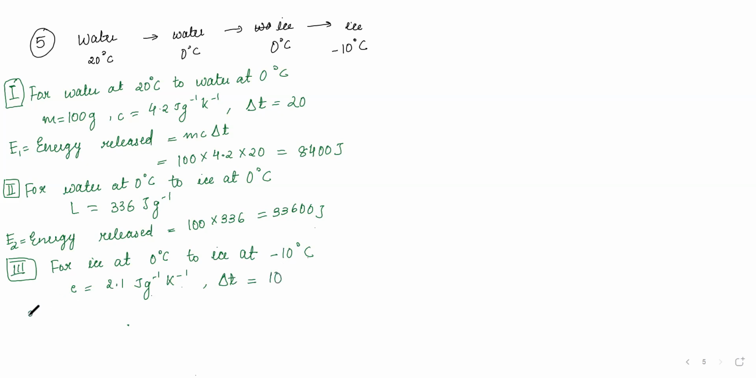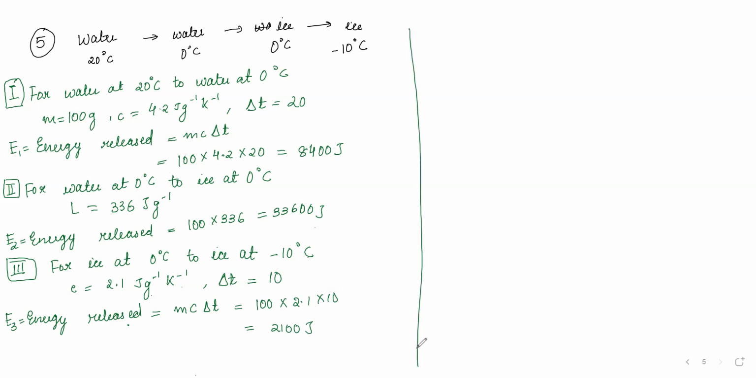So what is the energy released? This is equal to mc delta T again. So this here will be equal to 100 into C, which is 2.1, into 10. So this is 21 into 100, that is 2100 joule. And this we are going to take as E3. Okay, so what next you are going to write is the total amount of energy released.